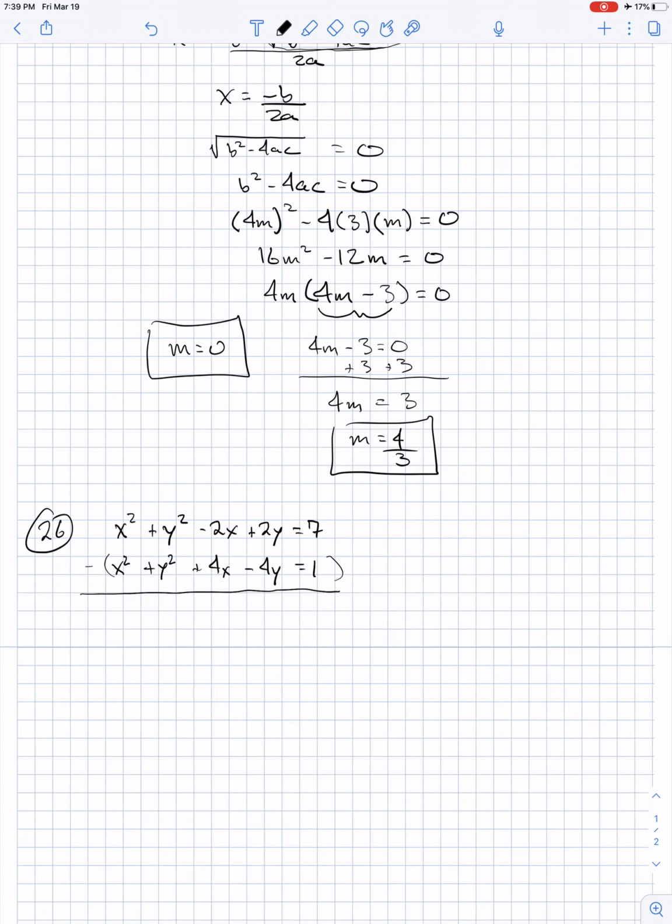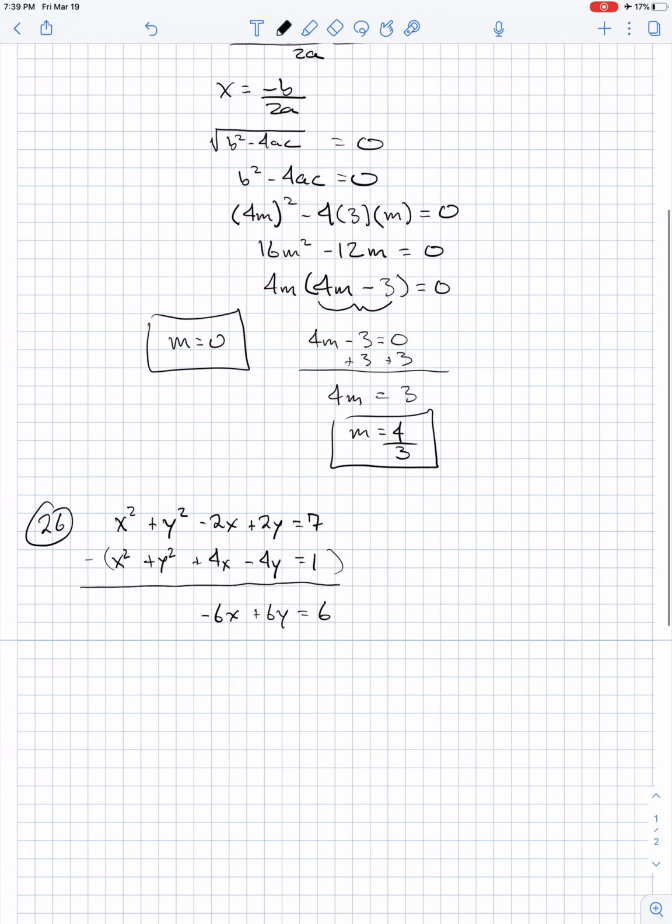Because if we do that, we get x squared minus x squared is 0, y squared minus y squared is 0. That's kind of the point. Those guys drop out. Negative 2x minus 4x is negative 6x. And then negative 2y minus 4y, so that's 2y plus 4y is plus 6y. And then over on the other side, we have 7 minus 1 is 6. We can see that the 6's cancel. Okay, and there's one equation with an x and a y in it.